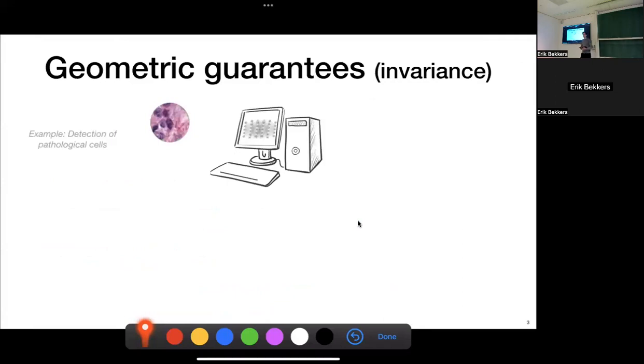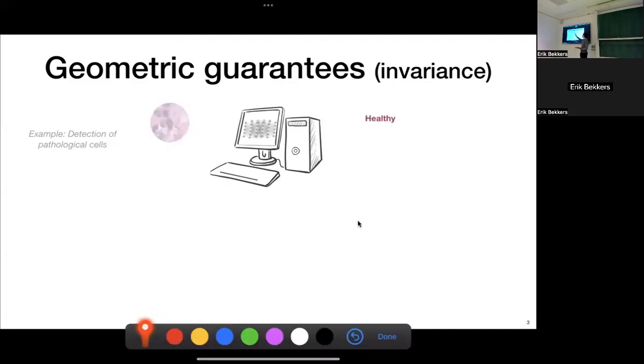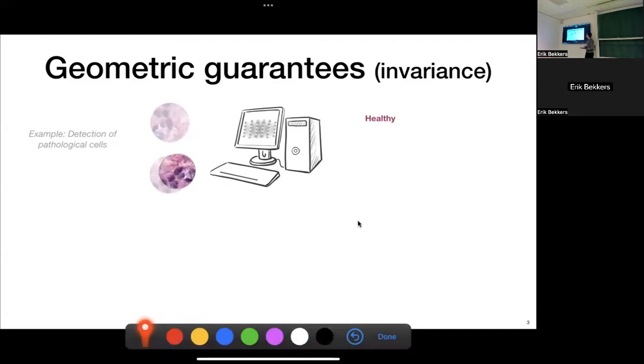So when it comes to motivation, many tasks, and this is taken from medical imaging, if you want to, for example, classify or detect abnormal cells, and you train a deep neural network for it, which does a pretty decent job nowadays, we want it to be classified as healthy, for example. This would be the case. But what if I rotate this sample and feed it to the neural network again? Will it still say that it's a healthy sample?